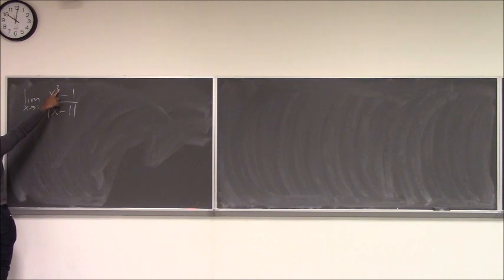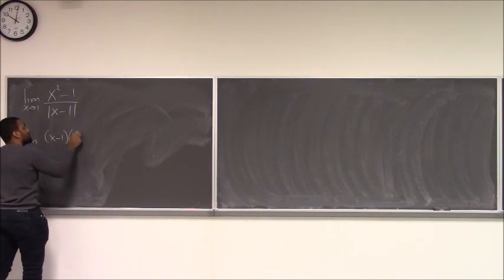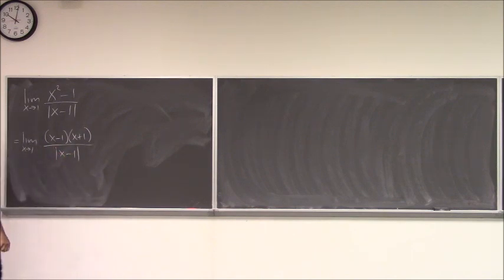Remember, this is an x squared, this is an x, so they're not exactly the same. Yeah? Can you factor out the x squared minus 1 into x plus 1 and x minus 1? Sure. That might be something I would try. So that's x minus 1 times x plus 1. Okay, now what?